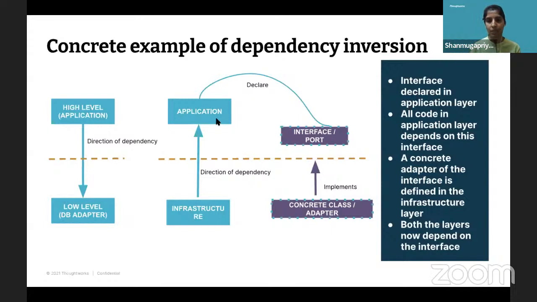Interface declared in application layer. All code in the application layer depends on this interface. There will be no concrete dependency in the application. A concrete adapter of the interface is defined in the infrastructure layer. Both the layers now depend on the interface. So this is called the dependency inversion principle. If we are clear with this, then hexagonal architecture will be very simple.